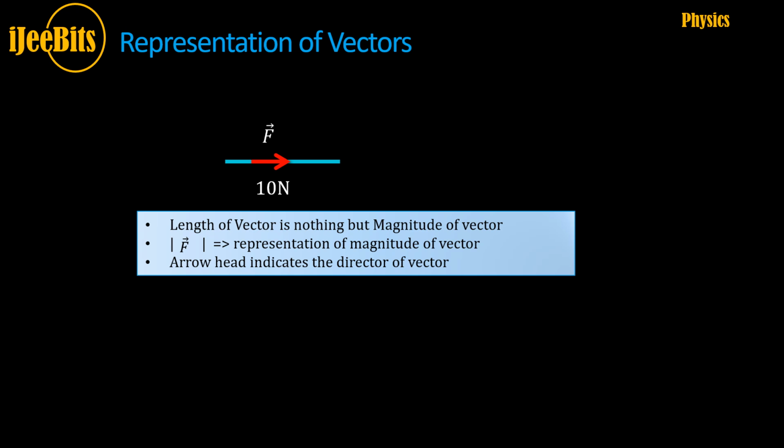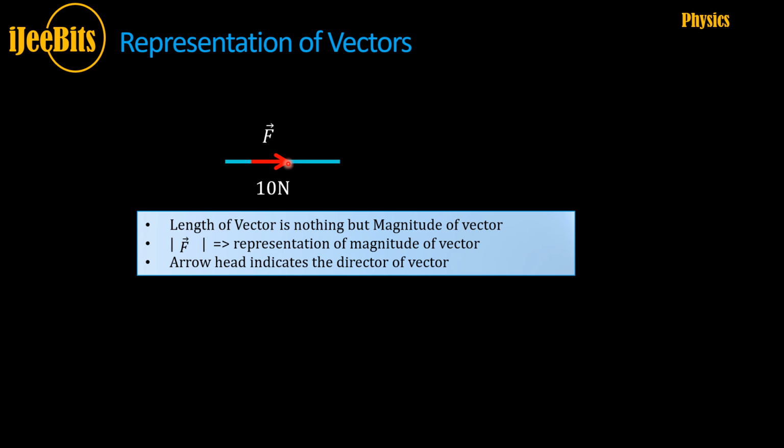Representation of vectors. Since we now know the definition of a vector is that it has both magnitude and direction, this is how you represent the vector: F with an arrow on top. Let's say we have a vector of some length, for instance 10 newtons of force represented by this line. 10 newtons is the magnitude, and we also indicated the direction.